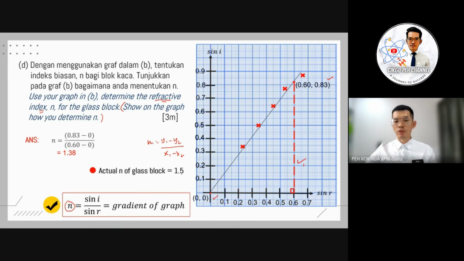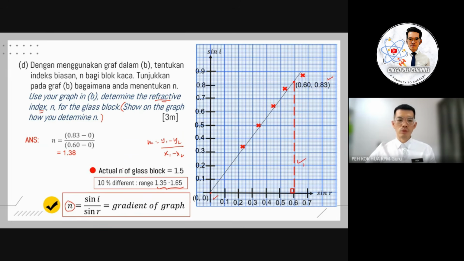Normally they will have the value about 1.5. So if, let's say, a 10% difference is allowed, the accepted range will be between 1.35 to 1.65. So the 1.38 is within the range. However, the value for comparison is actually based on your physics teacher who is conducting the experiment together with you at the actual paper 3 exam.